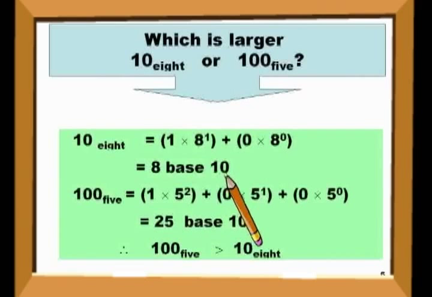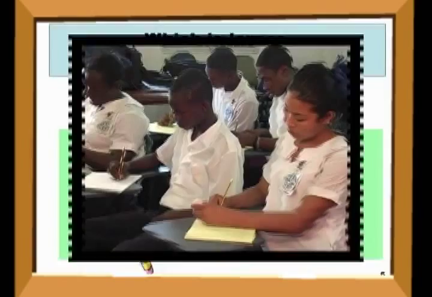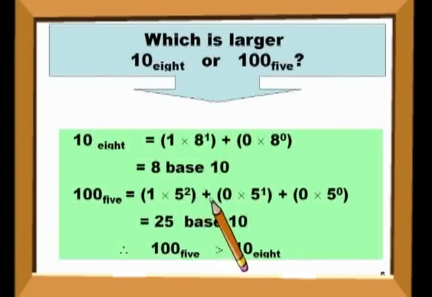base 10. Now 100 base 5 is equal to 1 by 5 to the second power, added to 0 by 5 to the first power, added to 0 by 5 to the 0 power. And here we have as an answer 25 to the base 10. So when you ask the question which is larger, we can say 100 base 5 is larger than 10 base 8.